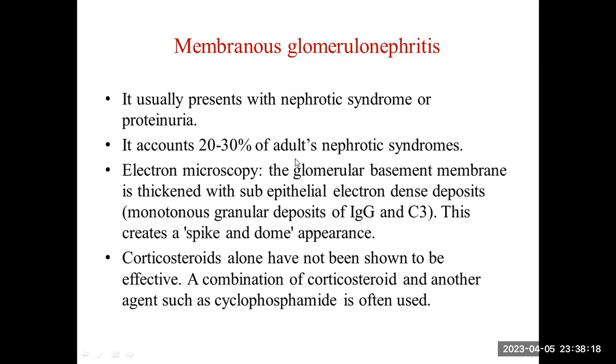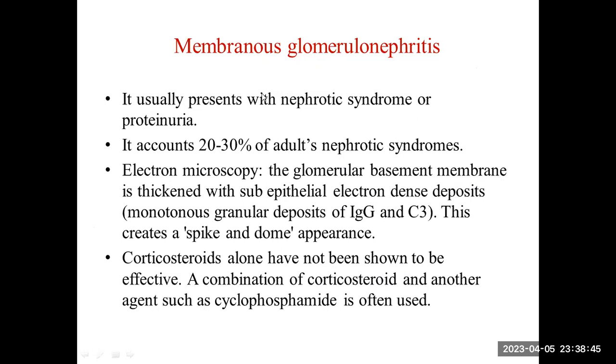So you need to exclude secondary causes. And if you detect any secondary cause, the specific treatment is just by treating the secondary cause. But if you could not detect any secondary cause and you consider the condition as idiopathic primary, at that point you will control the immune system by giving immunosuppressive therapy. But membranous glomerulonephritis, unfortunately, is poorly responsive to steroid therapy alone.